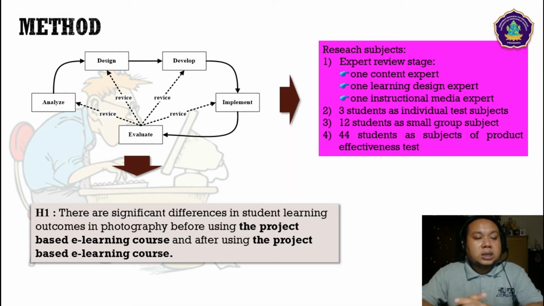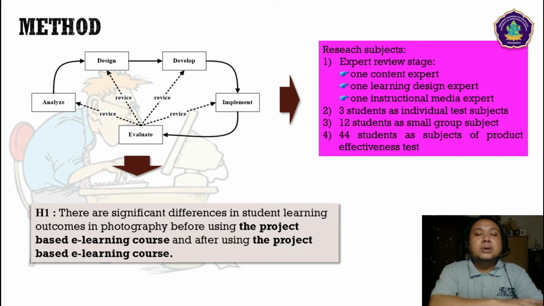And then the hypothesis of this research is there is a significant difference in student learning outcome in photography before using the project-based e-learning course and after using the project-based e-learning course.